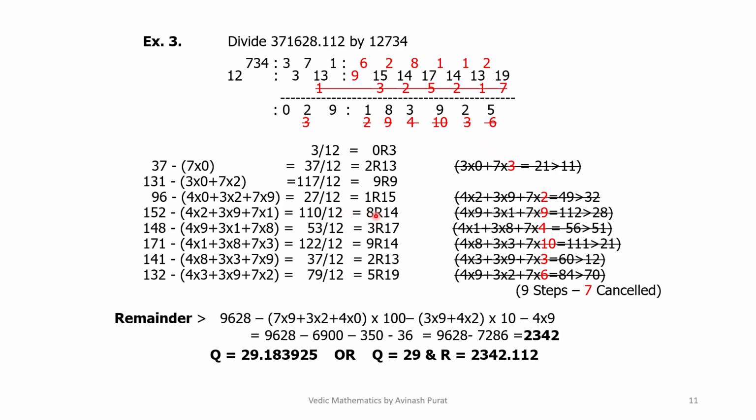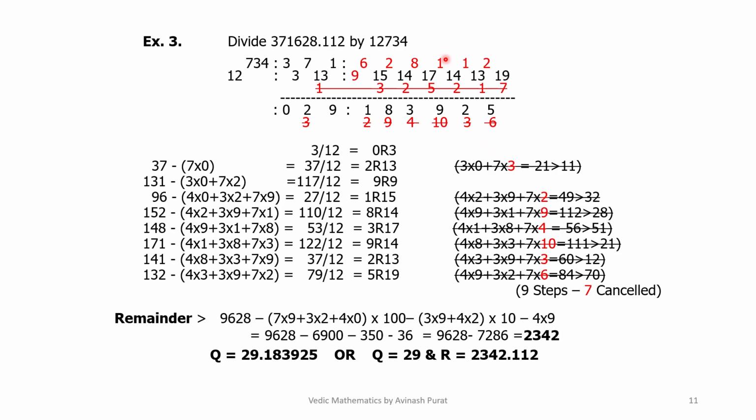We consider 8 as quotient and 14 as remainder. So 148 is the next dividend, minus 4 into 9 plus 3 into 1 plus 7 into 8, equal to 53 by 12, equal to 3 as quotient and 17 as remainder.